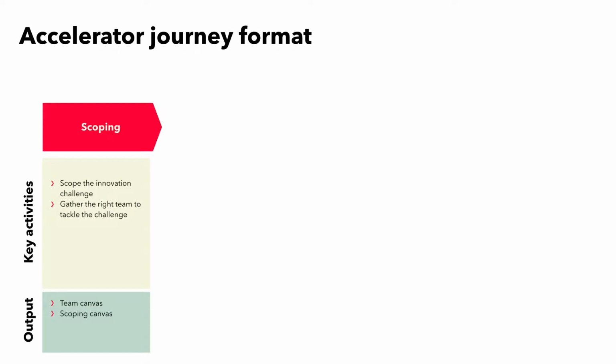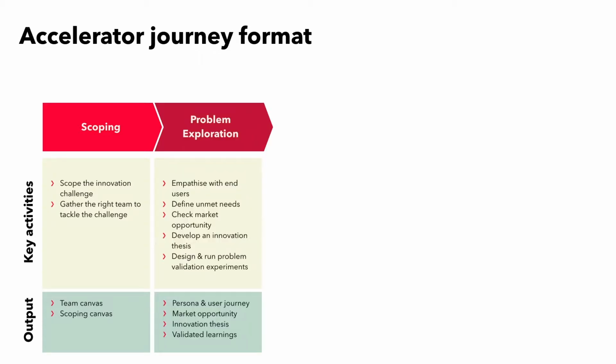Typically, accelerators have a sort of standard format that starts with scoping. So scoping an innovation challenge, gathering the right team to tackle that challenge is a crucial first step. Once a team has been formed and a clear opportunity area has been defined, the team typically gets started with problem exploration, so empathizing with end users, defining what the unmet needs are, checking what the market opportunity looks like. So does it make sense to even be exploring this space? And developing an innovation thesis and running experiments to validate all those findings.